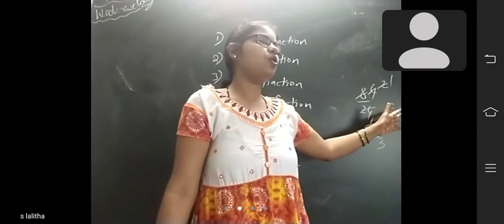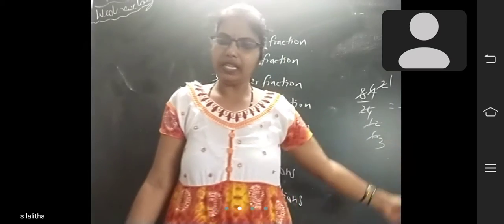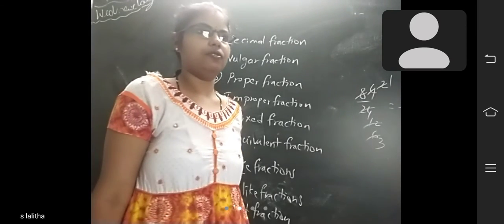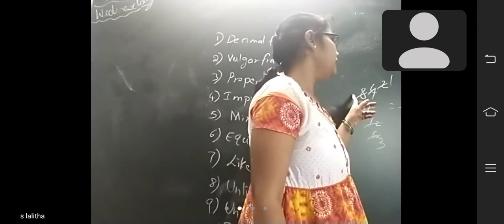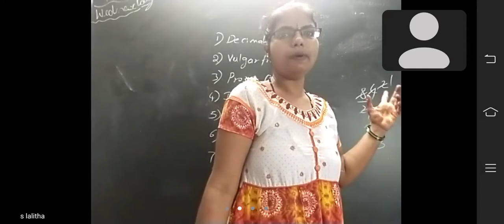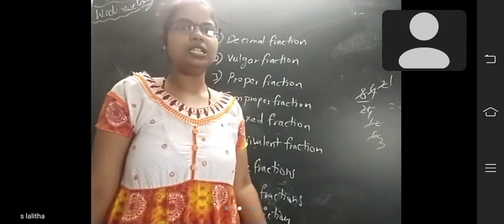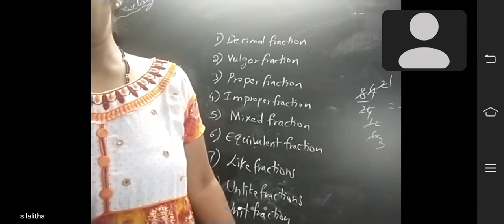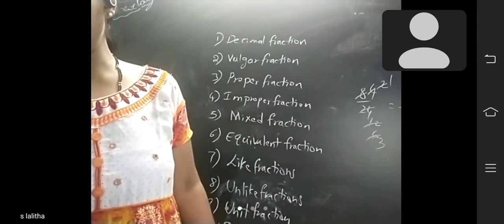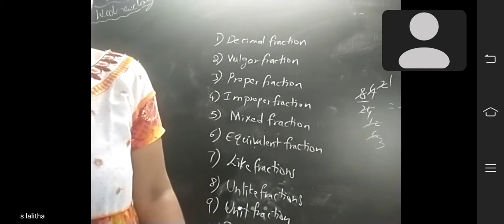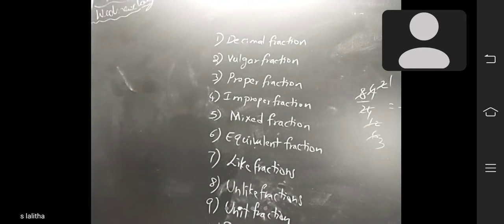So what are called irreducible fractions means the fractions whose numerator and denominator have no common factor other than 1 are called irreducible fractions or lowest terms. Okay, fractions in lowest terms are called irreducible fractions. Did you understand the types of fractions? Any doubts, ma'am?